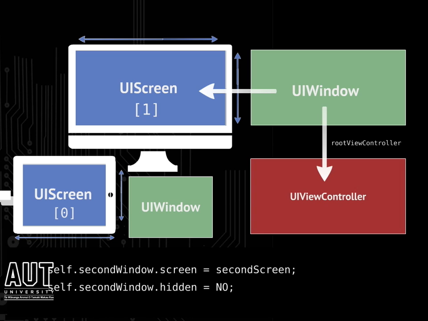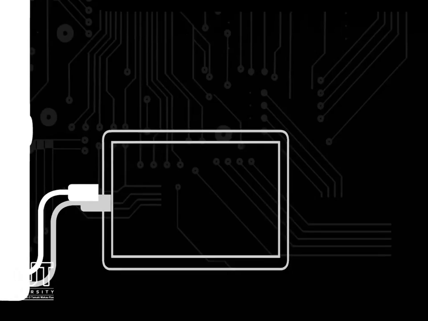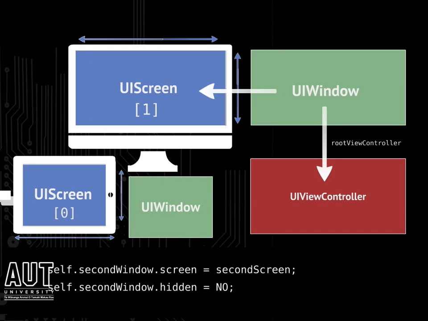A window has a single root view controller object that contains all the other views representing your content. You can then configure your user interface and add views to your windows. And then from there, all you have to do is register for screen connection and disconnection notifications to update your views appropriately.